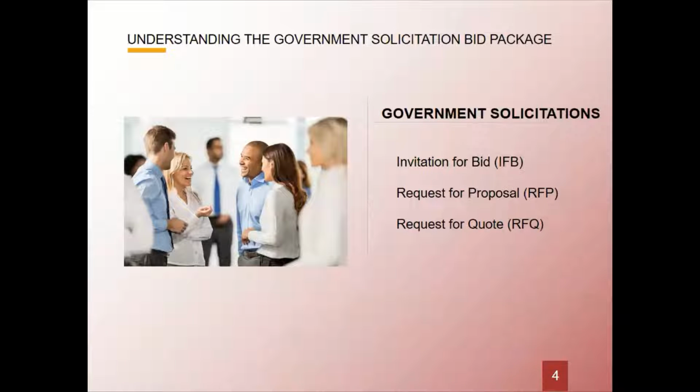So here we're talking about 3 different types of solicitations. One is an invitation for bid, better known as an IFB, request for proposal, RFP, or request for quote, RFQ. Your invitation for bid and your request for quote are generally solicitations where you're just responding with a unit price and a total price of the contract. The request for proposal is much more extensive, where you are submitting a technical proposal and a cost proposal.